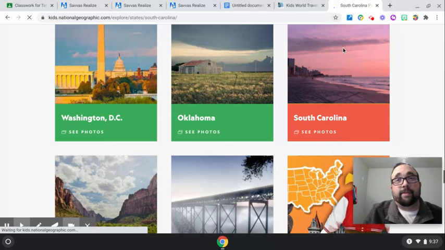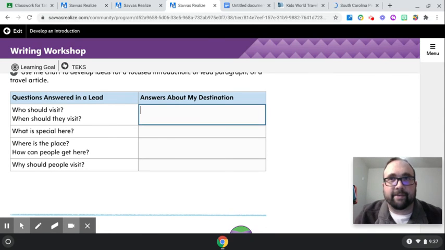Come to the article, and you're going to read the article, right? Because there's a lot of good information in there. Now, who should visit? Is it just for kids? Is it for adults too? Do you think families would love to go? What about your grandma and grandpa? Would they love to go? These are the questions I want you to ask when you're answering, okay? Ask yourself and then answer it.